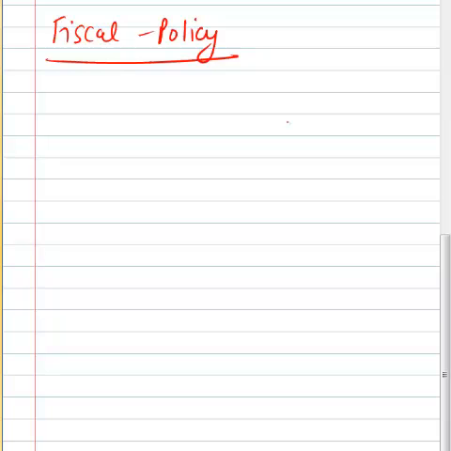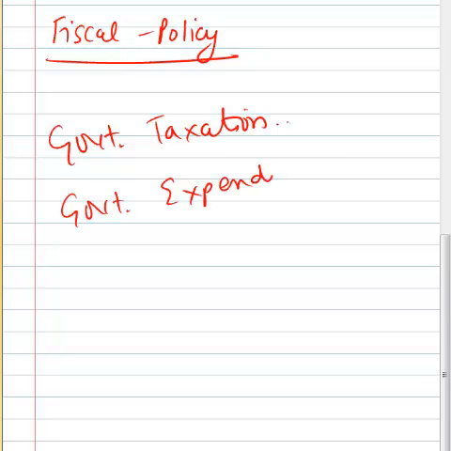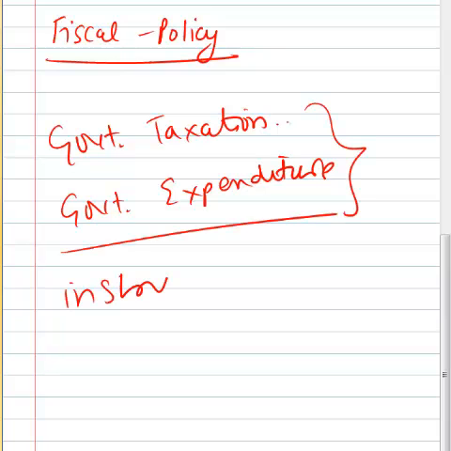In the same way, the income of the government is from the taxes which we are giving, and the expenditure of the government is the public spending: the spending on roads, the spending on subsidies, and the spending the government is doing for poor people, for giving facilities like police and so on. So the two main instruments of fiscal policy are government taxation and government expenditure.